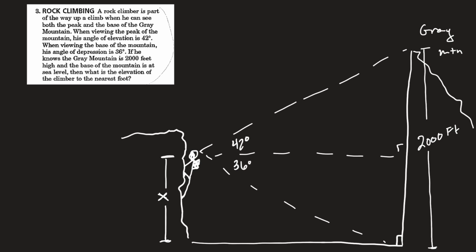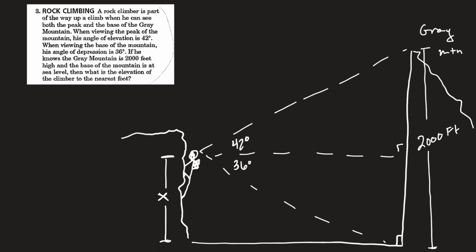Rock climbing question. You have a climber on a rock face who's looking back in the distance and seeing a mountain, Gray Mountain, off in the distance. We know Gray Mountain is 2,000 feet tall. We also know that the angle of elevation is 42 degrees for the climber up to the top of Gray Mountain. To look at the base of Gray Mountain, he has to look down at 36 degrees. The question we want to know is how high is the climber off ground level?